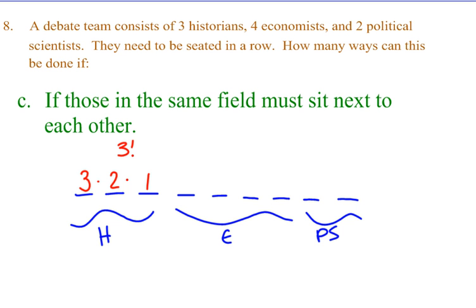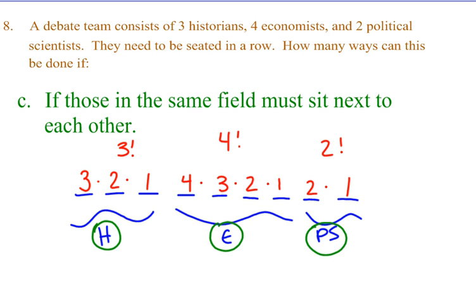And then when I come here, I have 4 to sit in here for the economist. So I'm going to say 4 choices here, and 3, and 2, and 1, otherwise known as 4 factorial. And then for my political scientists, I have 2 choices for this spot and 1 choice here. So 2 factorial. The tricky part here, though, is that when I randomly assigned my historians first, then my economists, and then my political science people, couldn't they be in another order? Couldn't the first 4 be economists, and then history, and then political science? Or maybe it could be political science and economists and history, political science, history, economists. I mean, there's lots of combinations here I could do.